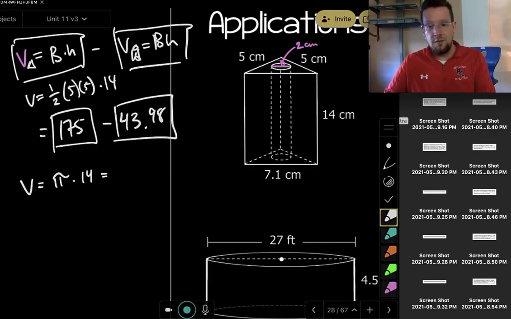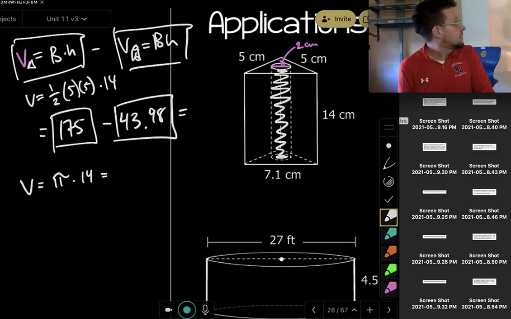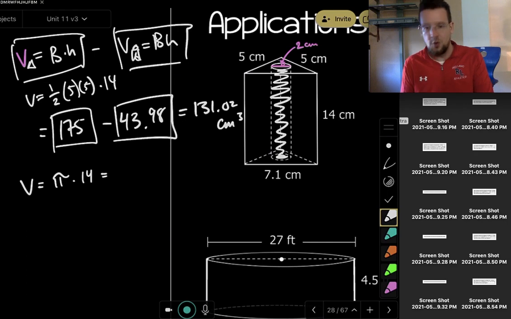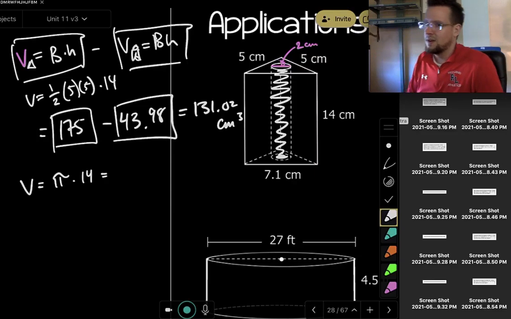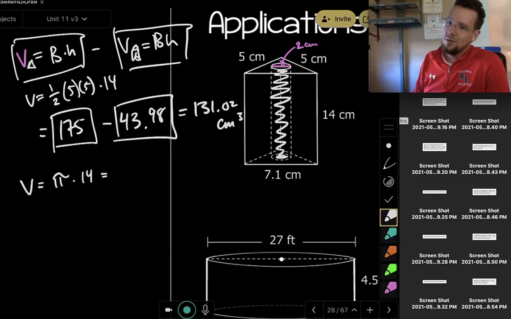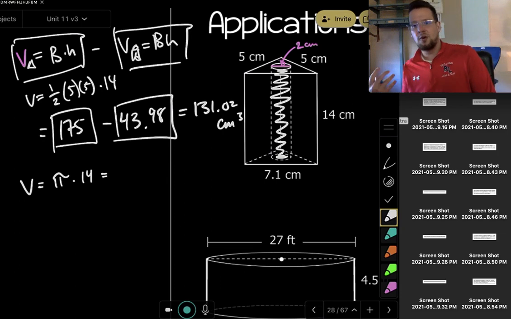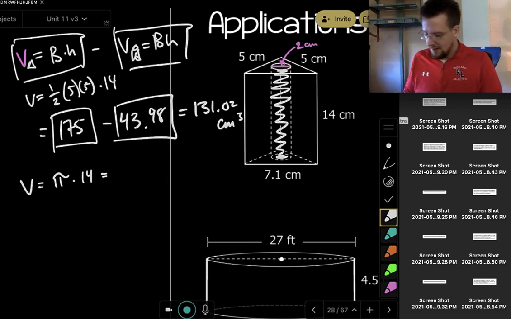So we got to find the volume of each little bit. Subtract those, and we find that the volume of what's left over, so all the rest of it besides this kind of inner cylinder, is 131.02, and these are centimeters cubed. So this is like kind of the shaded region stuff that we did a little bit ago, where we had to find the area of the whole thing and then subtract the smaller pieces. Same thing here. Find the volume of the whole thing, subtract that inner piece.